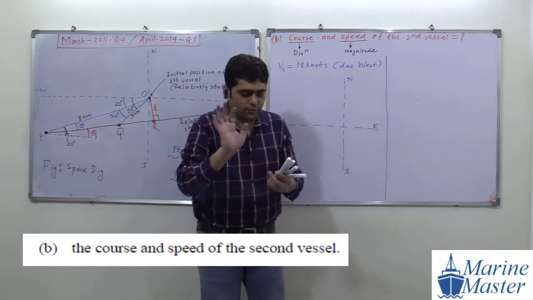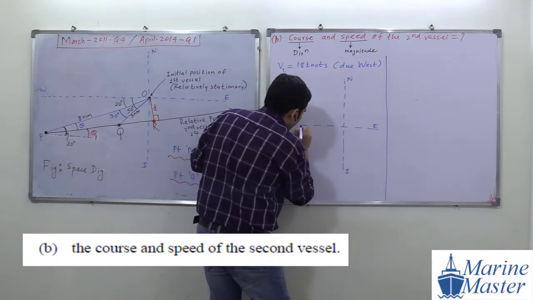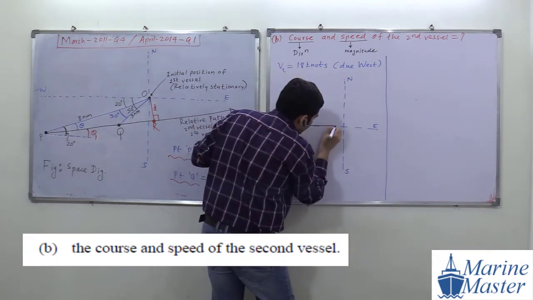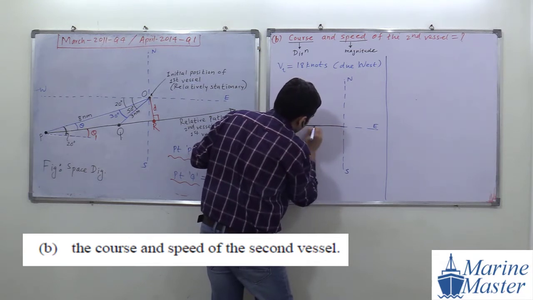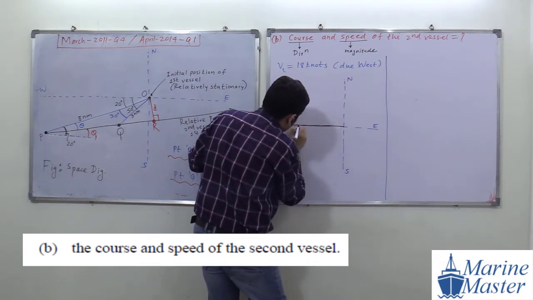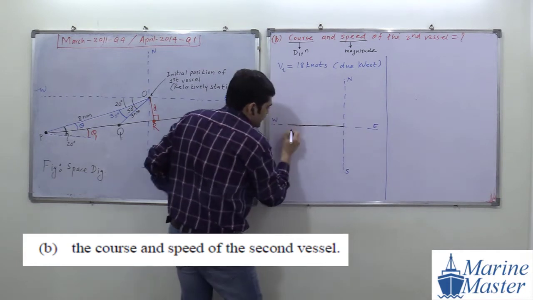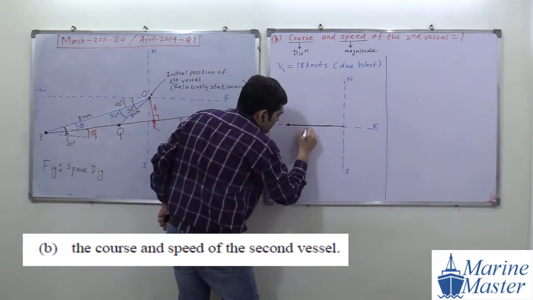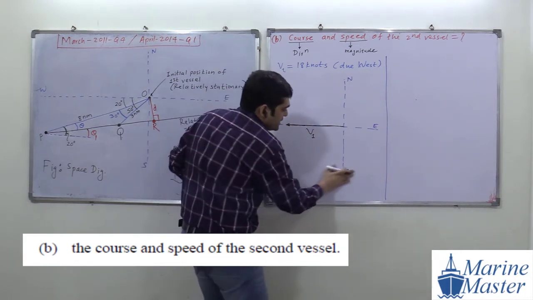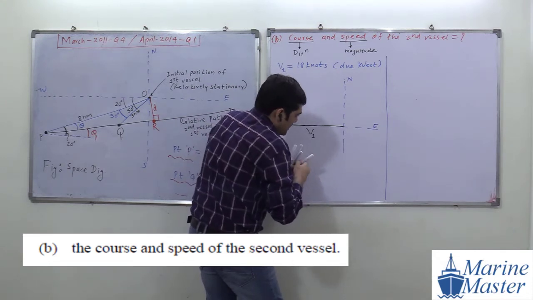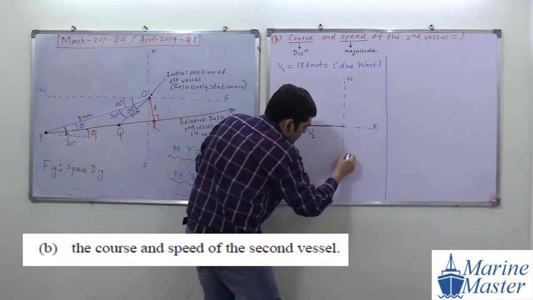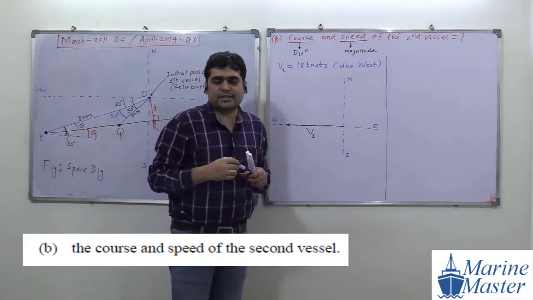Now what is the direction of the first vessel? The first vessel is in due west. So here I am going to show V1. This line indicates V1, and it is in the due west direction. So V1 is in due west direction.